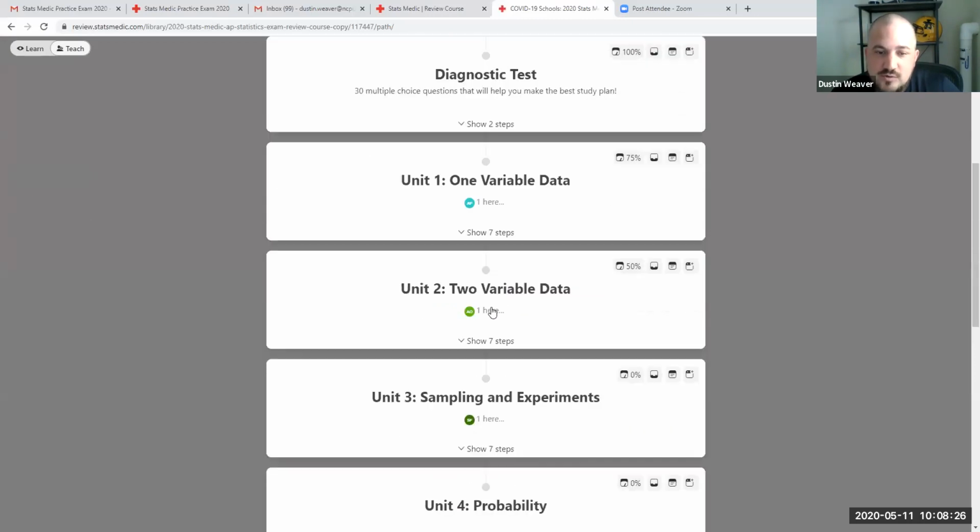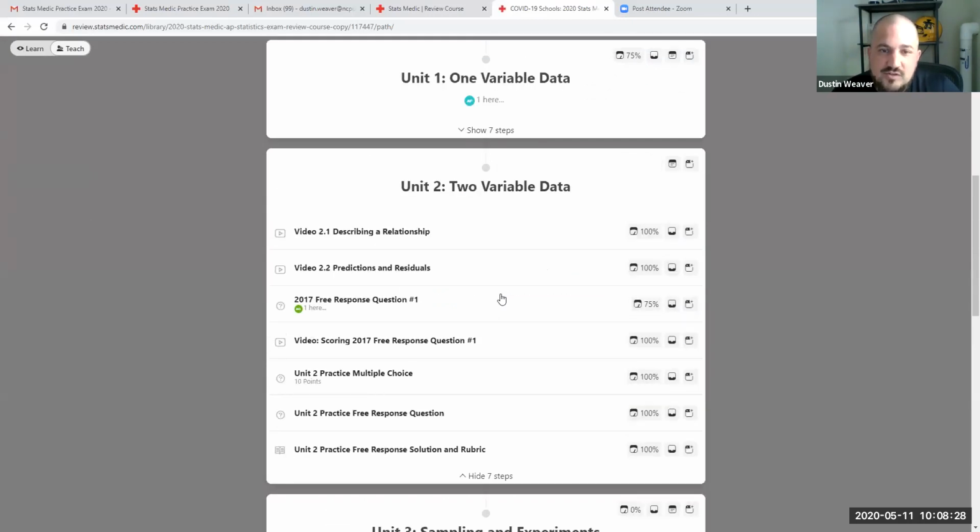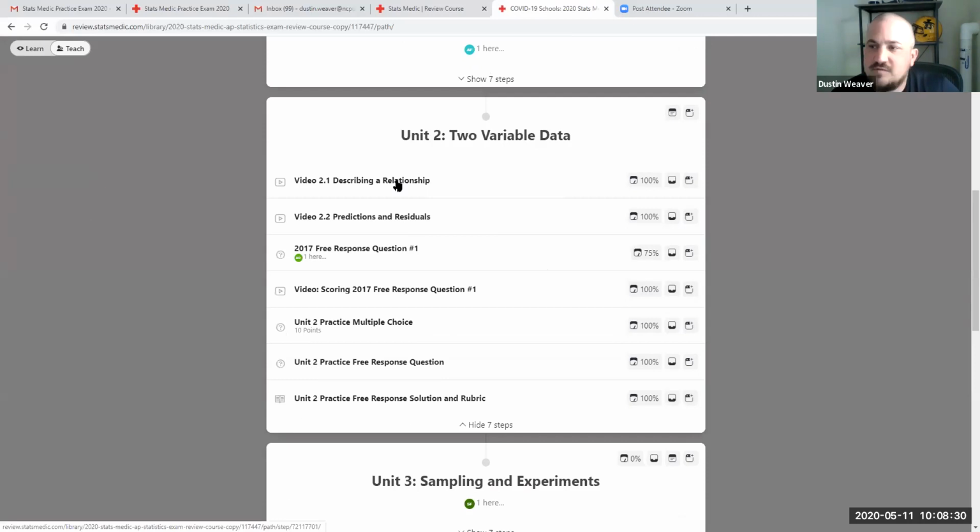And then in Unit 2, we're talking about two variable data. So we watched a video on how you describe a relationship. So that's the shape, outlier, center, spread. We talked about all of that. How would I describe the relationship between two variables, or between these two things.